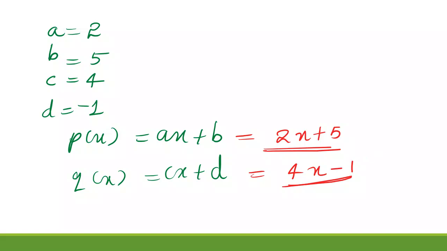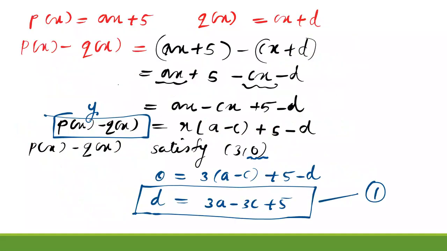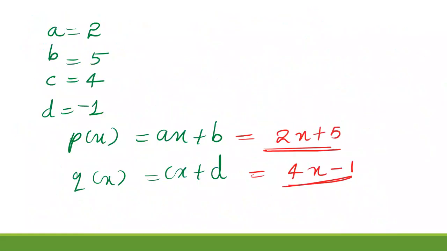Understood? Seems to be a little difficult question. Not difficult, a little lengthier question. Step by step we can solve it. Actually, we found a, b, c, d by solving all the equations, and we found the original p of x and q of x.